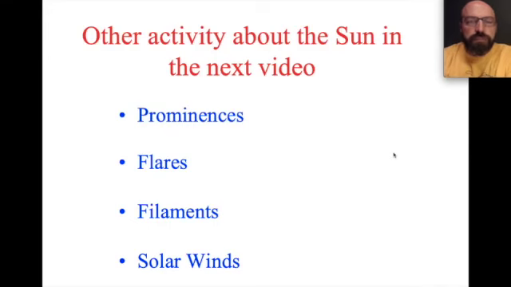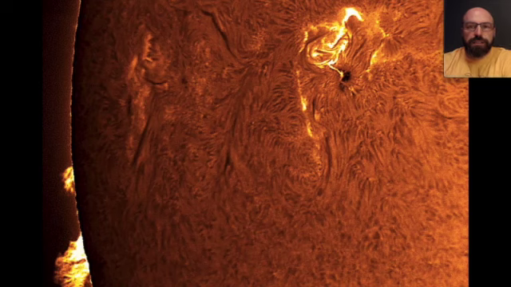All right, so in our next video, we'll talk about some other activity that goes on in the sun. We'll continue on the outer edge of the sun, talk about prominences, flares, filaments, solar winds. And here's a final cool solar image to leave you with.